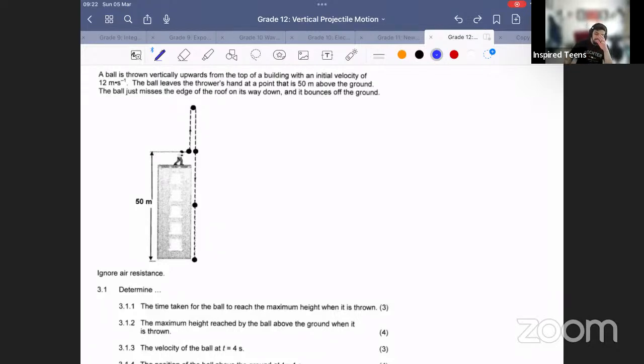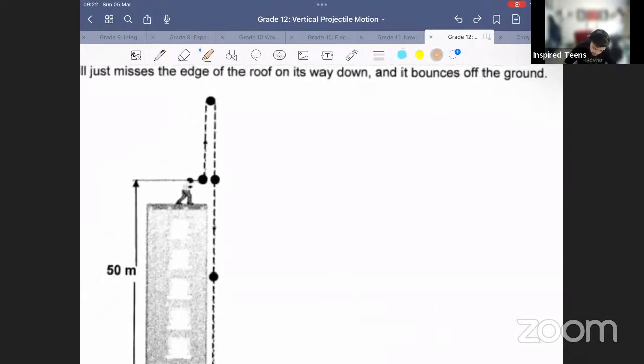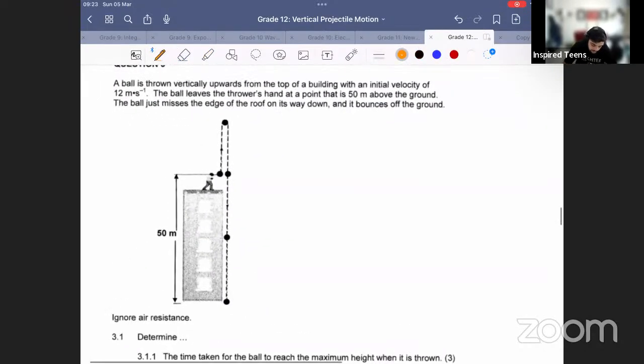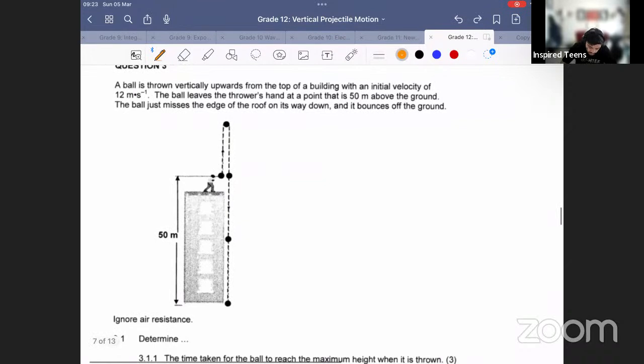Just to clarify, there's no need to be this specific, but it's fine. Remember, if the thrower wants it to be perfect vertical projectile motion, he needs to throw it with his hand off the edge of the building. Then he needs to throw it up and it needs to fall straight down. Whatever, but just to understand, we look at the diagram. The diagram just sort of does the archway thing. It's fine. So the ball just misses the edge of the roof on its way down and it bounces off the ground. Okay, so it's going to bounce.